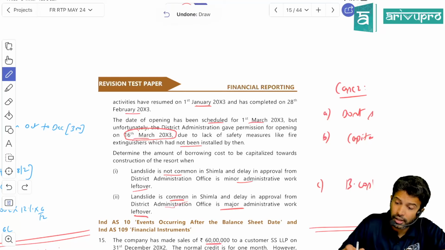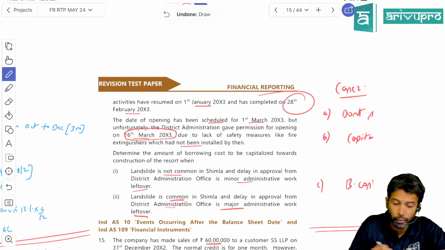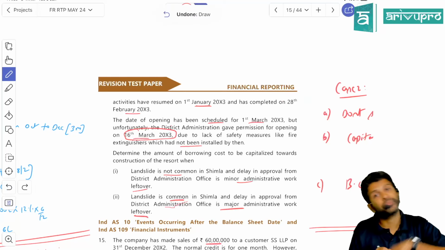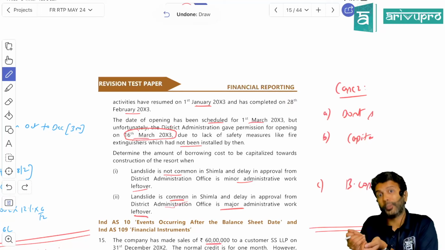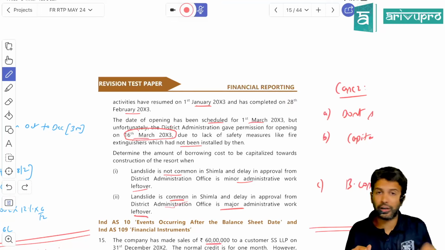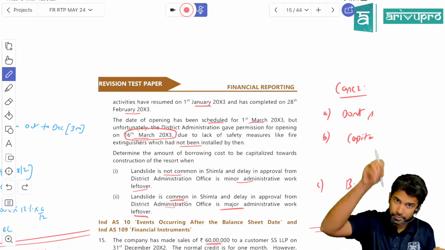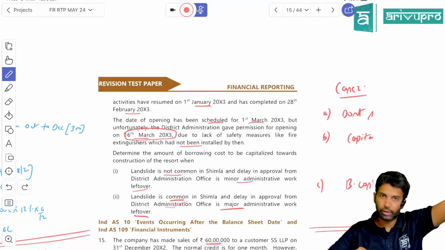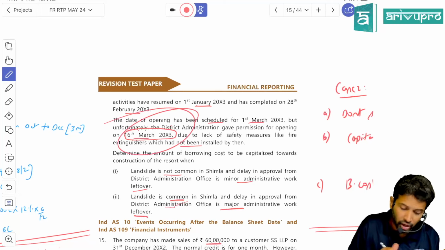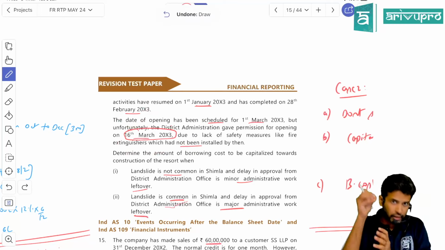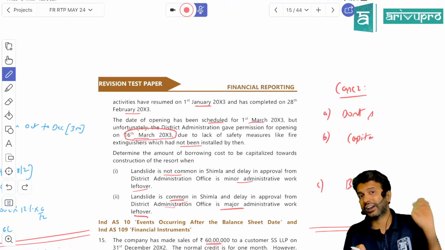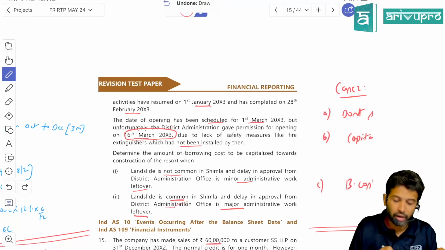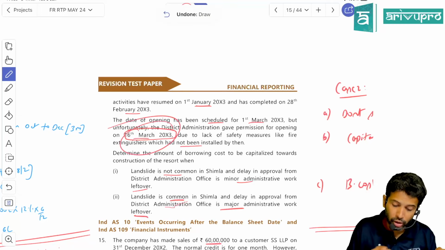Sir, can we stop capitalization on 28th February or 16th March? That again depends. Whether this approval which you are seeking from the government is absolutely required, is it a major approval, or what is it? You need to just check. Suppose you cannot do any activity without taking government approval, and it's a major activity, then you can say the qualifying asset has been completed only on 16th March.